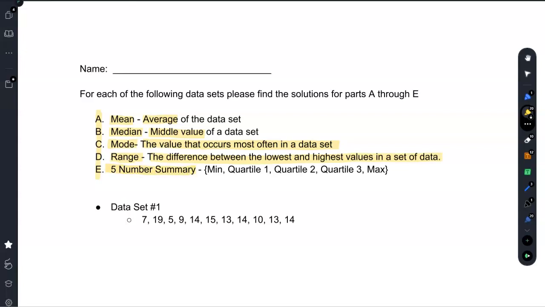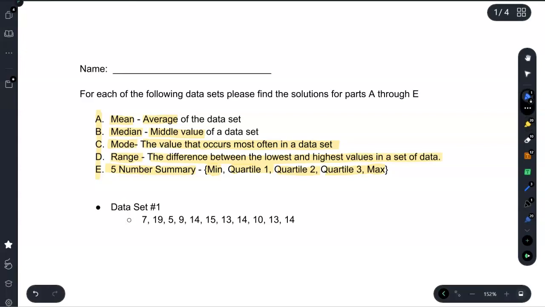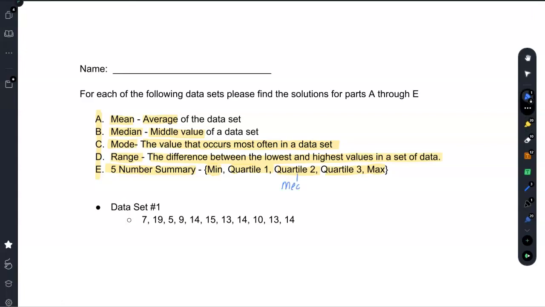And then the five number summary, we have these five numbers. The min is exactly what it says it is. It's the smallest value. The max is the highest value of the data set. And then we have quartile 1, quartile 2, and quartile 3, and I'll explain that as we get a little bit further, but I do want to say quartile 2 is also the median. So then we are just left with quartile 1 and quartile 3 as the new terms.